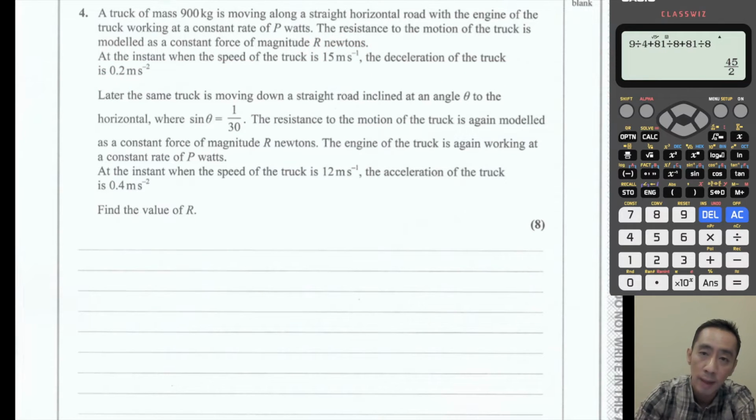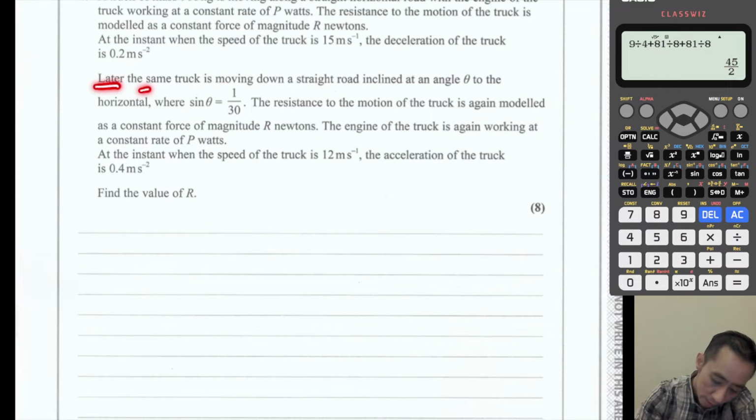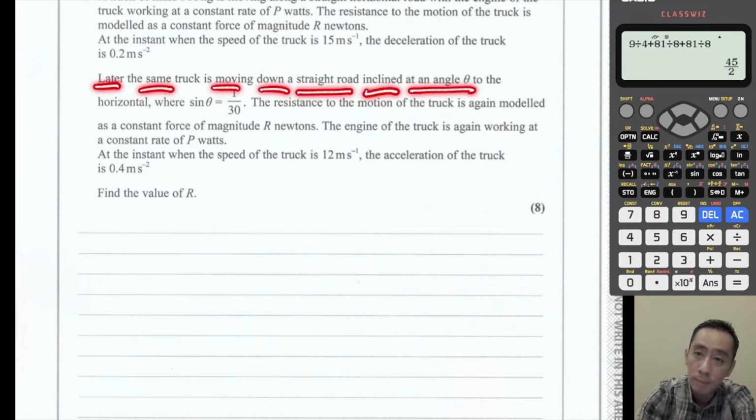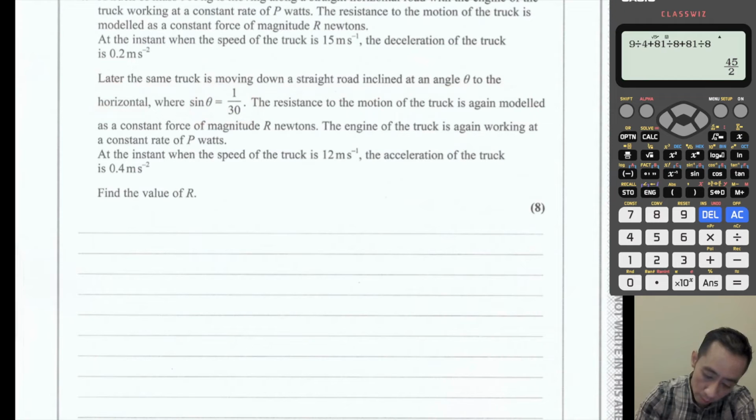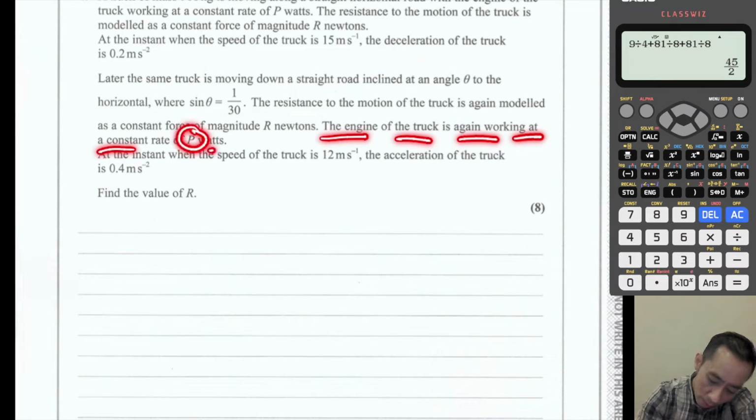Okay, now next. Later, the same truck is moving down a straight road inclined at an angle theta to the horizontal, where sine theta is 1/30. The resistance to the motion of the truck is again modeled as a constant force of magnitude R Newton. The engine of the truck is again working at a constant rate P watts.